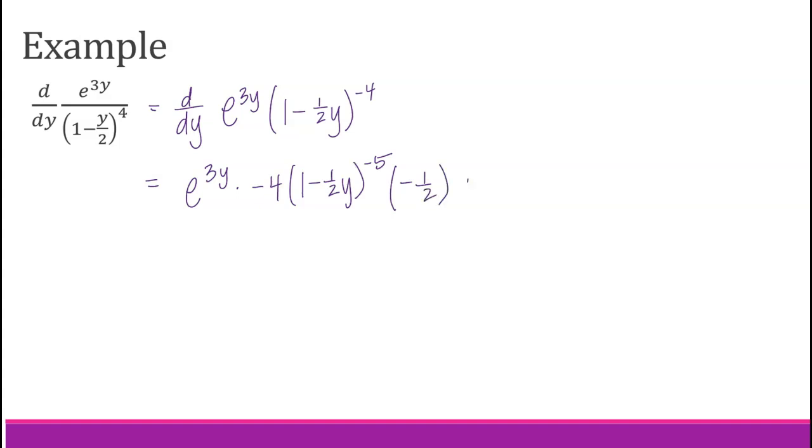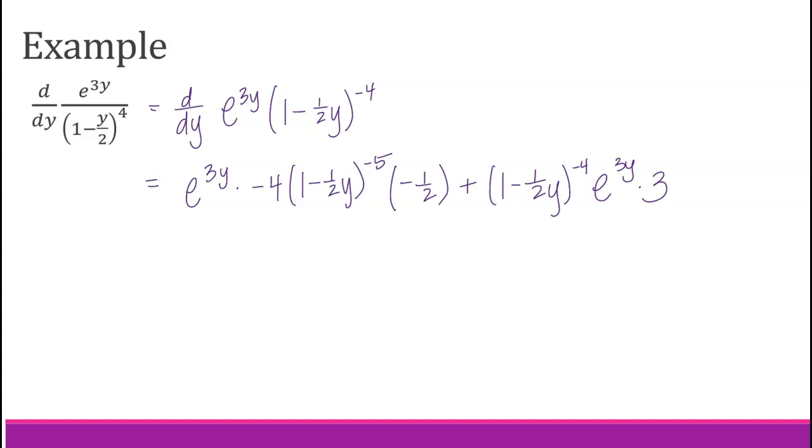And so then I'll have plus the second function, 1 minus 1/2 y to the negative 4. And then I have to take the derivative of e to the 3y, and that is a chain rule. So we have e to the 3y times 3. So the derivative of this exponential is just the exponential, and we leave the inside the same, but then the derivative of the inside, 3y, is just 3. So we had 2 chain rules, but that was within this product rule.